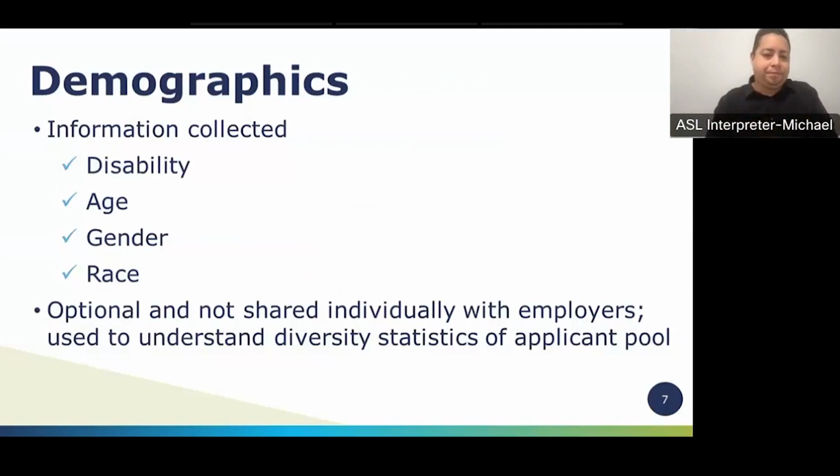You will also have the option to share demographic information. Specific questions address what sort of disabilities you have, your age, your gender identity, and what racial groups you identify with. This information will not be shared with employers. Rather, program staff use it internally and as group statistics to better understand the demographics of the WRP applicant pool.